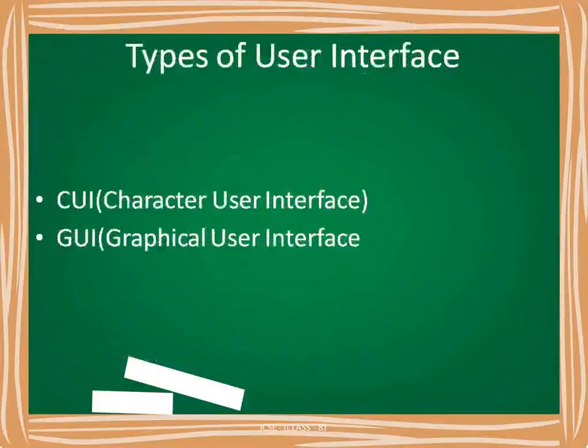Now we have two types of interfaces. One is the character user interface and the second one is the graphical user interface. Character user interface means for each and every work you have to pass a command. With that command only the computer works. For example, the disk operating system. If you want to create a file or rename a file, for each and every work you have to pass the command.